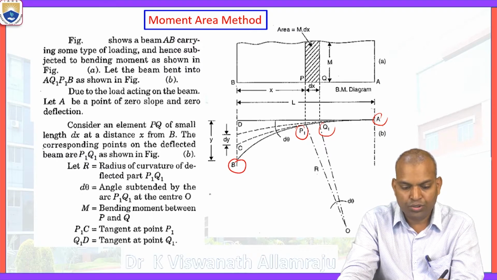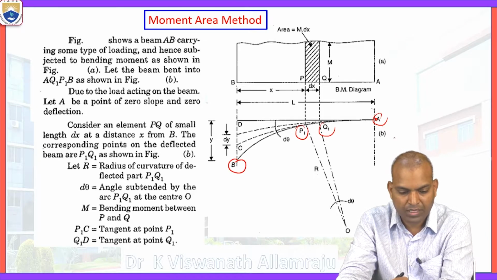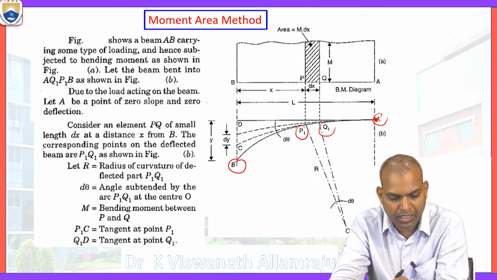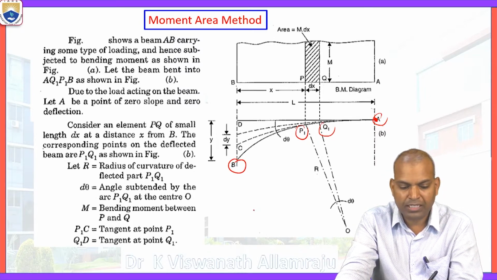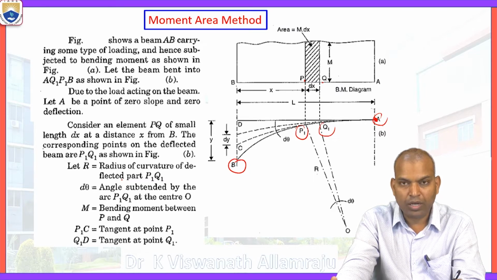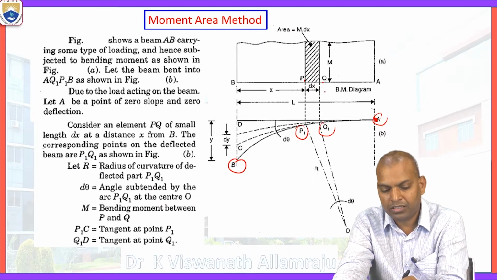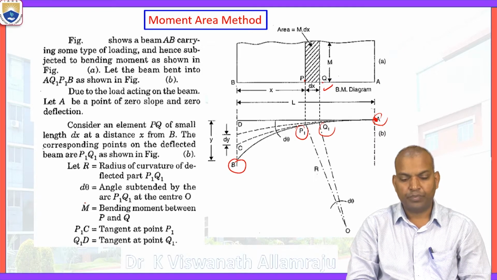Now, due to the load acting on the beam, let point A be fixed, with zero slope and zero deflection assumed here. At the same time, we consider an element PQ of small length. The length of the element PQ is dx.